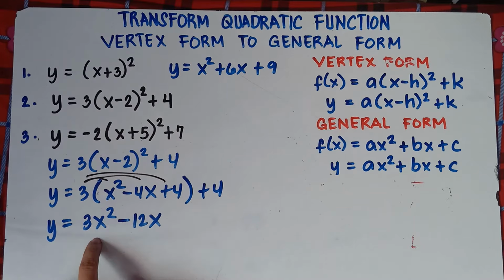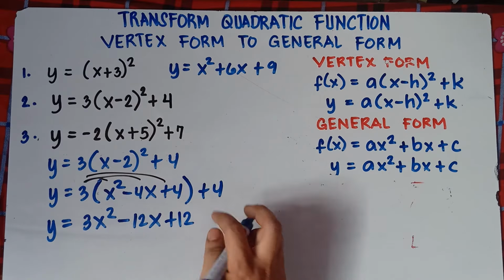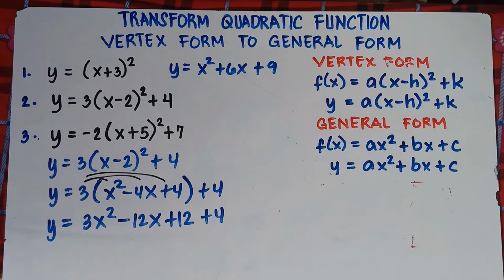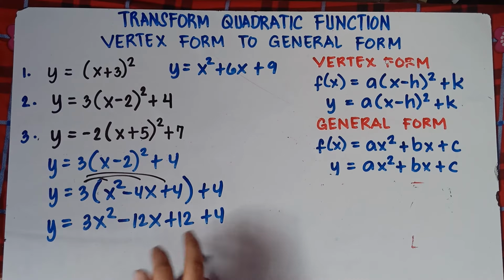3 times x squared, 3x squared. 3 times negative 4x, that's negative 12x. 3 times positive 4, that's positive 12. Then copy plus 4. Alright, do we have like terms? Yep, we have like terms. This one, we can combine numbers 12 and 4.